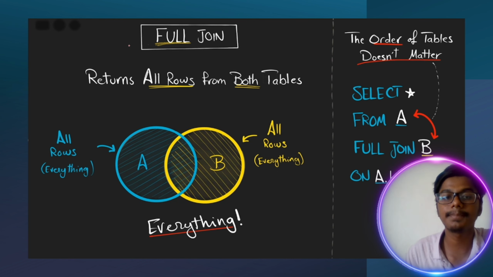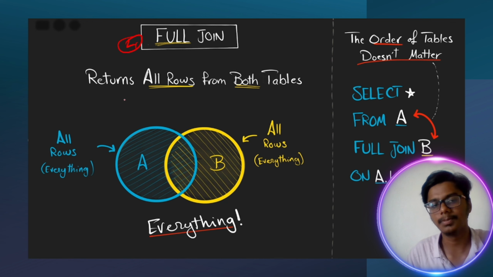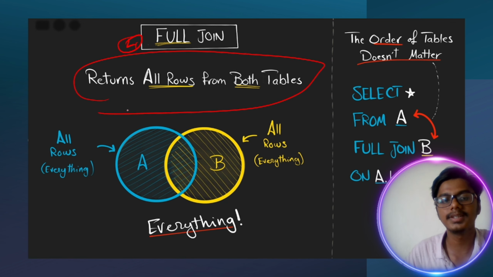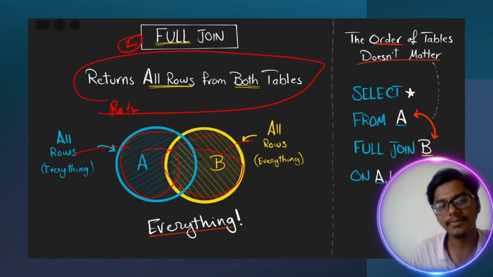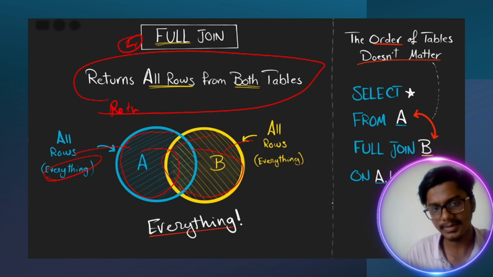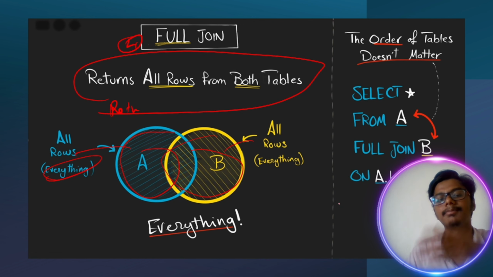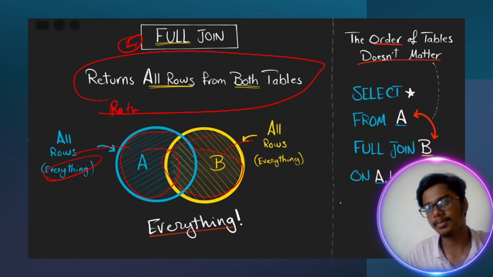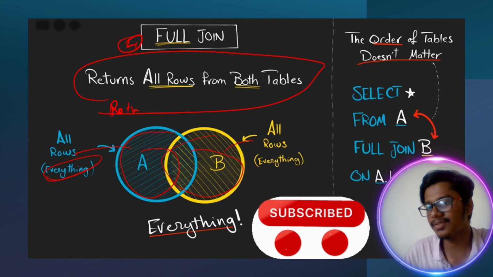Let's get into the fourth type of this session, called the full join. It returns all the rows from both tables. Consider this is my table 1 and this is my table 2. It returns everything: all the rows, columns and fields available in my tables will be available in the result. So here the order of the tables doesn't matter.